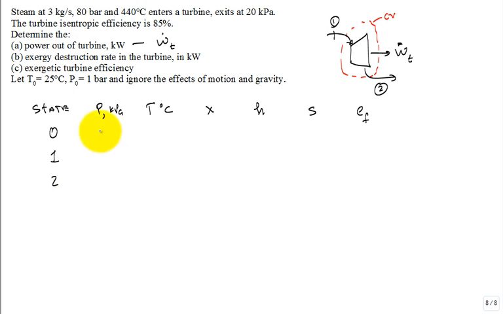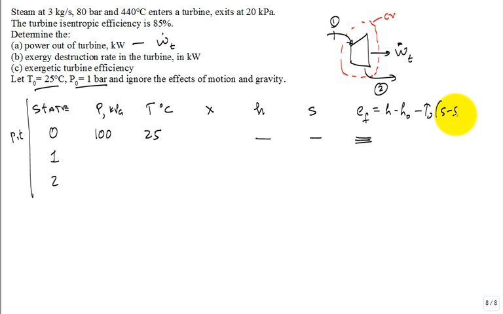So at state 0, the pressure right here is 1 bar. Can I convert that to kilopascal? 100. And 25 degrees C. Knowing the pressure and the temperature, I should be able to go into the steam tables and find everything. I should be able to find H and S. And then what is E sub F? It's H minus H naught minus T naught times S minus S naught. I'm going to neglect kinetic and potential energy. That flow exergy at the dead state is 0.